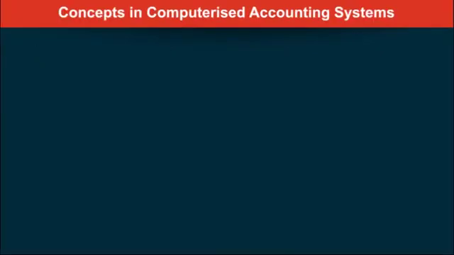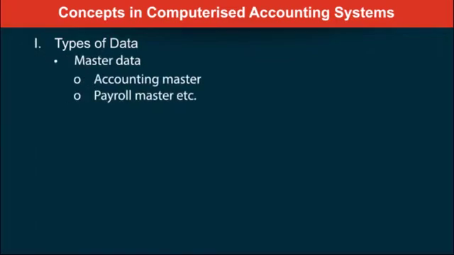Now there are certain concepts that you need to understand in a computerized accounting system. There are different types of data. There is something called master data and there is something called transaction data. What is master data? I'll take the example of a school. This school has several students. So what is the first data that you get about a student? Their name, their address, their age, which standard they are studying in, right? And then which division they are put in. This is master. This doesn't change.